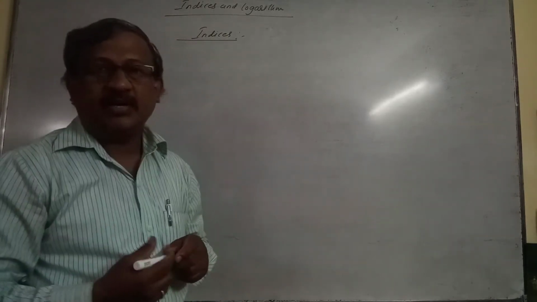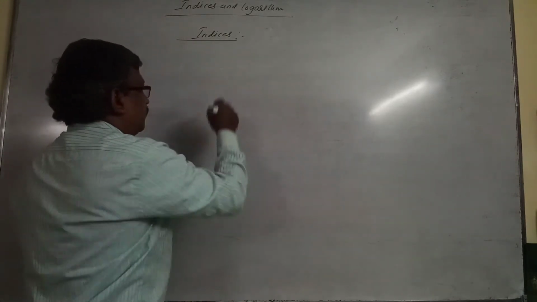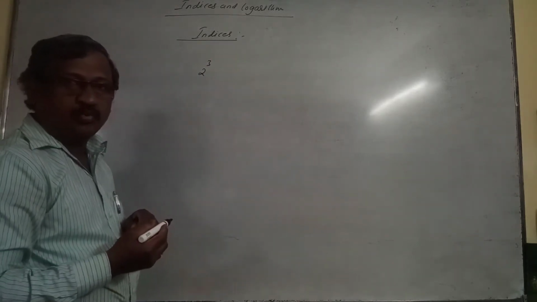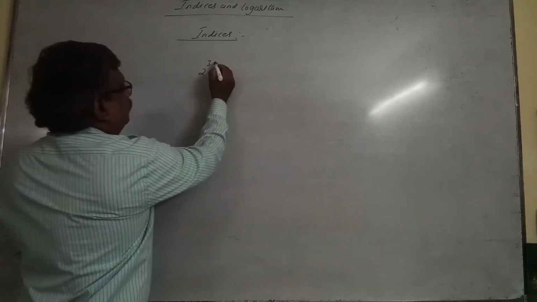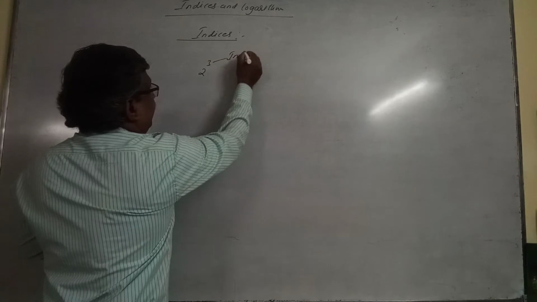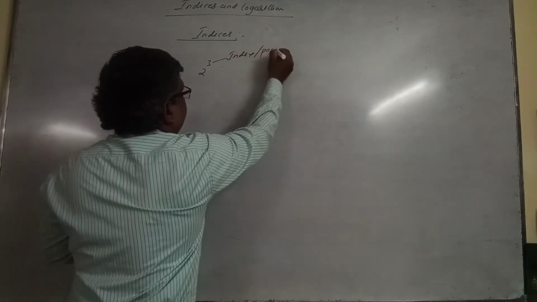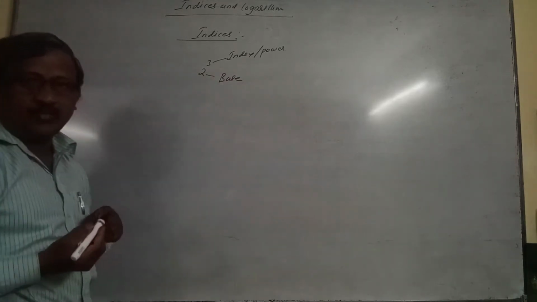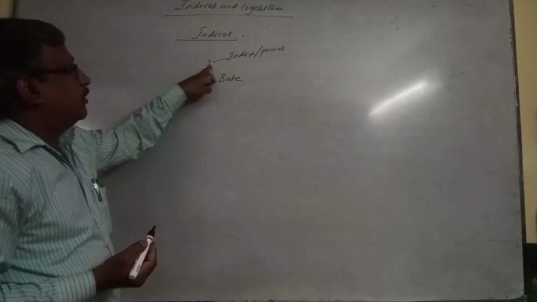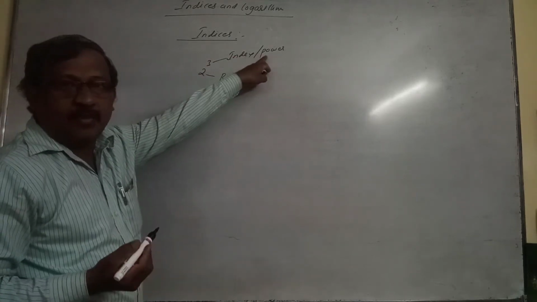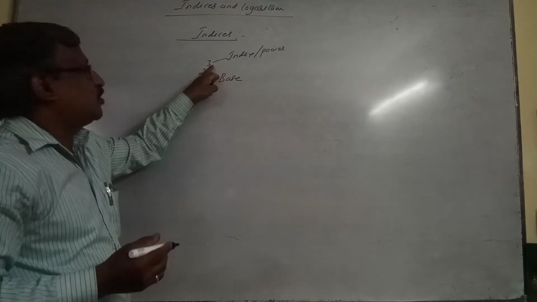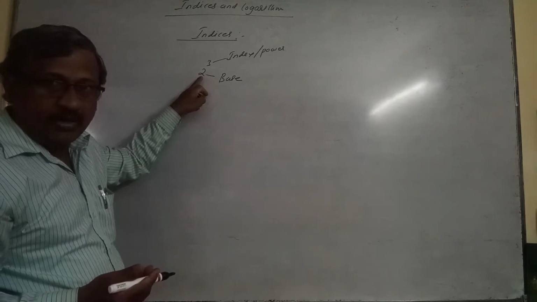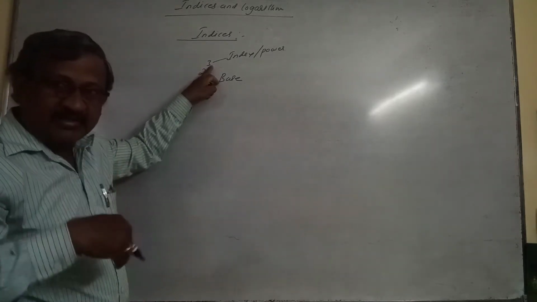Just to make the meaning clear, you can have an example, right? Suppose if the number is 2 raised to 3. Here 3 is called as the index, or sometimes it is also called as the power, and 2 is called as the base, right? So 3 is the index, or it is also called as the power. So what does it indicate? It indicates how many times we have to multiply the given number. The given number is 2, right? So this 2 we have to multiply to itself how many times?